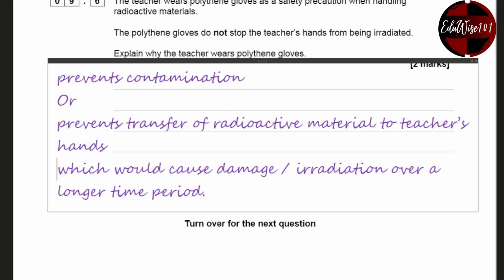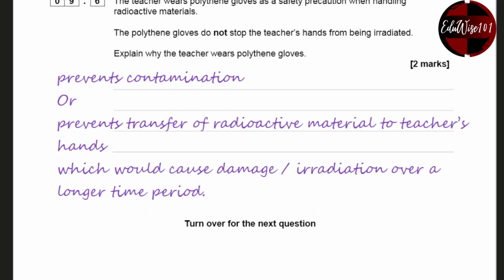Because radiation is dangerous. It is ionizing radiation. If it's alpha or beta, by wearing a polythene glove, we can prevent the contamination from the sample.